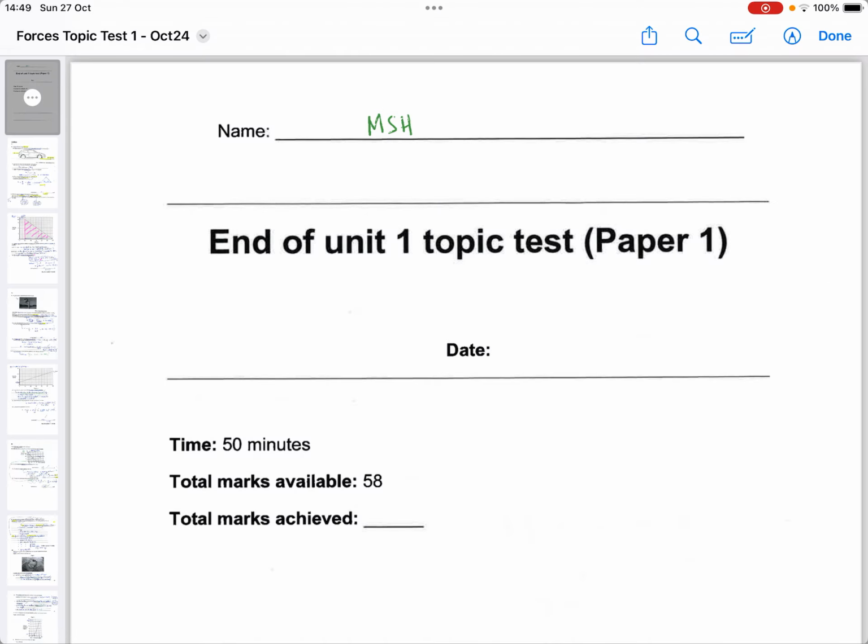Okay, this is an end of unit topic test for IGCSE, forces in motion, and my students did it a couple of weeks ago. I just want to put it on YouTube for students who may have missed the feedback session, and it will be useful for anyone revising for mock exams in year 11 as well.